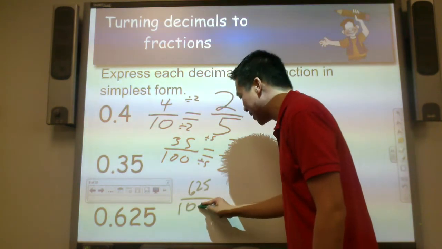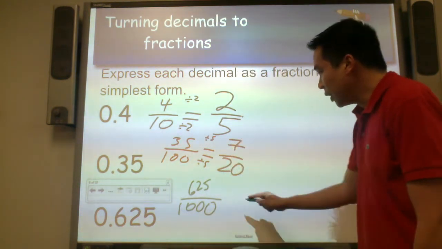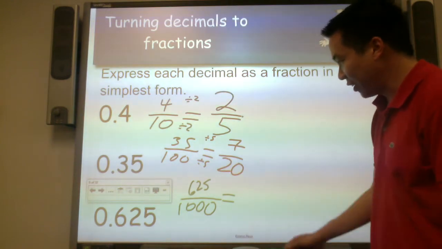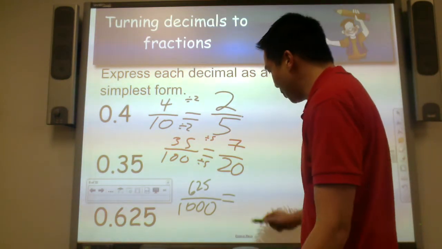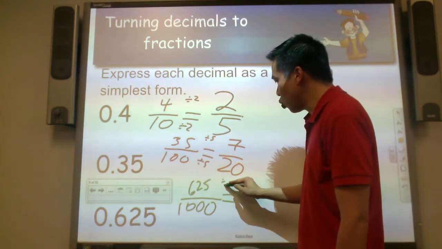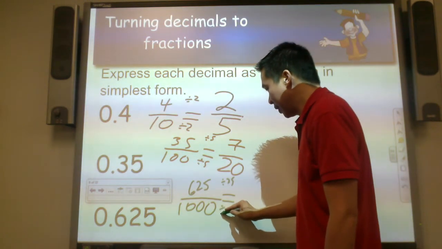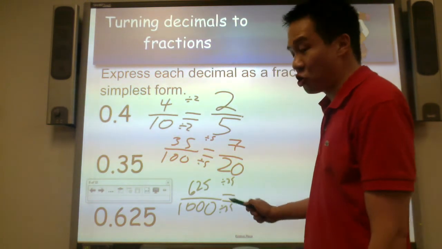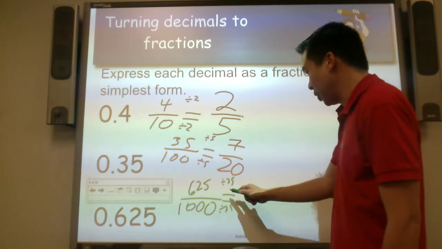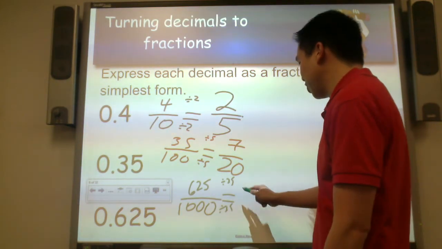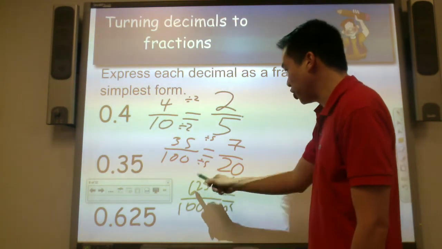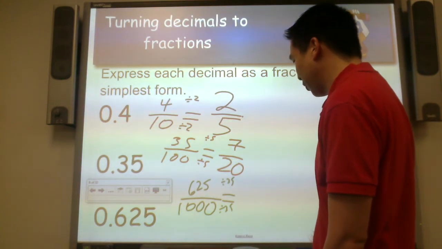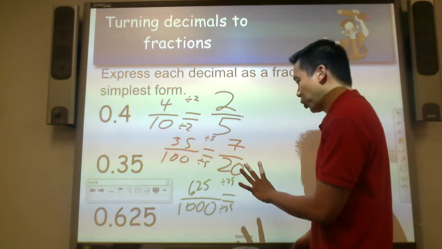And last but not least, what about this last one? 625 thousandths. Well, we could divide by 5. Can we divide this by anything else? Let's do 25 for now. You can also divide this by an even larger number if you think you know it. How many quarters go into 625? Well, we know 4 quarters go in it.